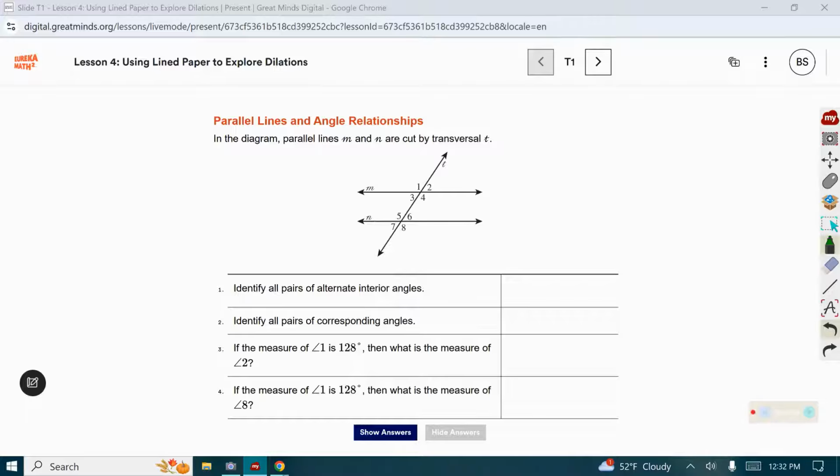If the measure of angle 1 is 128, what is the measure of angle 8? These are alternate exterior angles. What do we know about alternate exteriors?